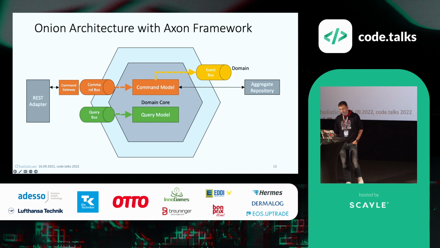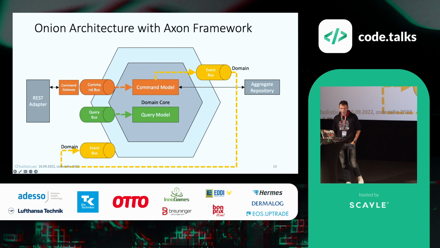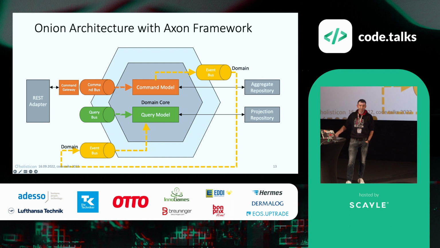Inside of the Axon framework, the event bus is, of course, interconnected. So you will also get this event delivered to the query side. And the query side is an event handling component. It can modify its state, store it again, maybe in some kind of projection. And then you can query it using some kind of a query adapter from your REST interface.